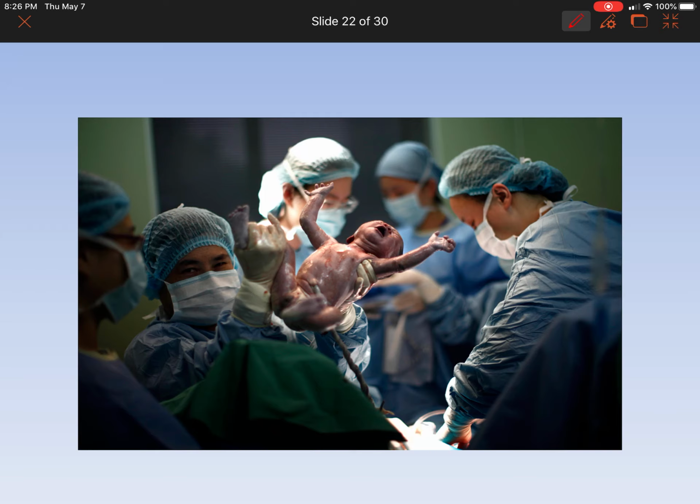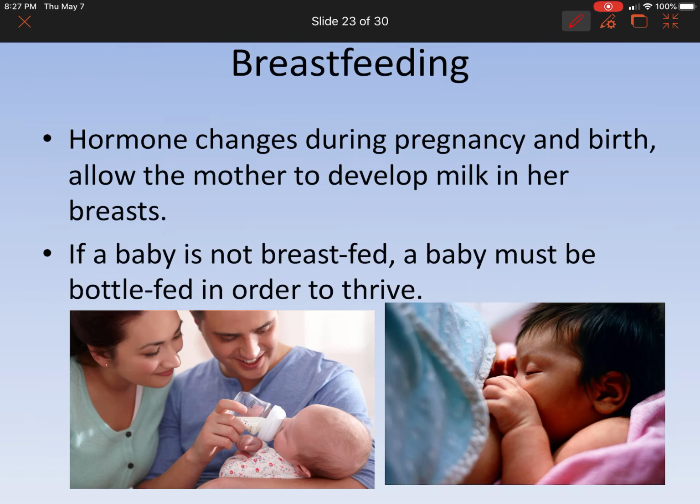And this is just a classic picture. I think this is one of the most famous birth pictures. It's just pretty beautiful. Hey, you've got the whole team in there. I think that was a baby born by a cesarean section or C-section. Baby looks very happy to be in the world.